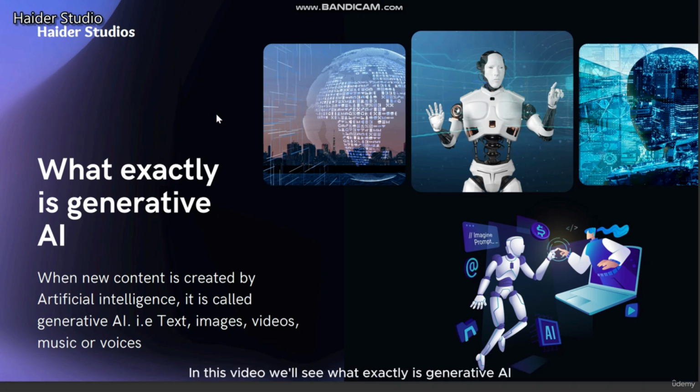In this video we'll see what exactly is generative AI. When new content is created by artificial intelligence, it is called generative AI. It includes text, images, videos, music or voices. Any content that is created with the help of artificial intelligence, whether it's text, images, videos, etc., it can be anything. It can be code as well. This is called generative AI because this content is generated with the help of artificial intelligence.